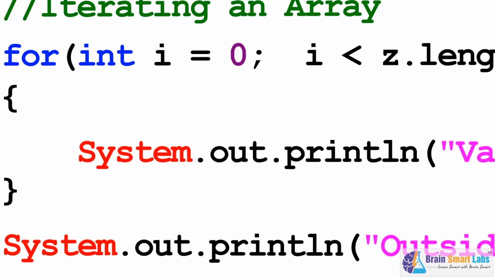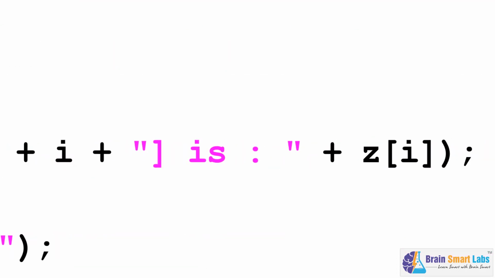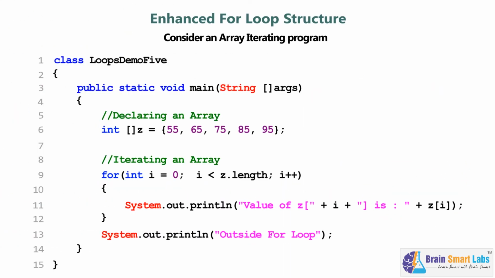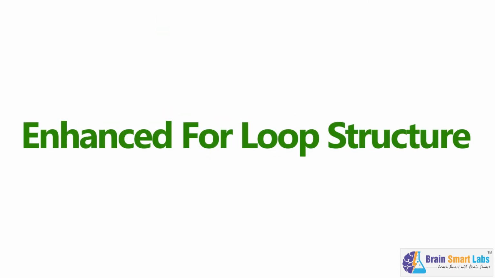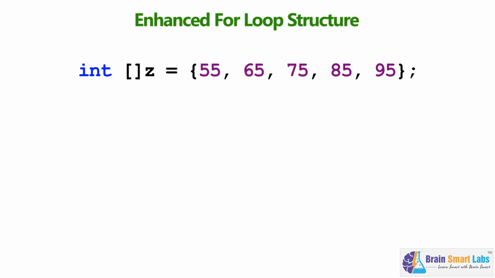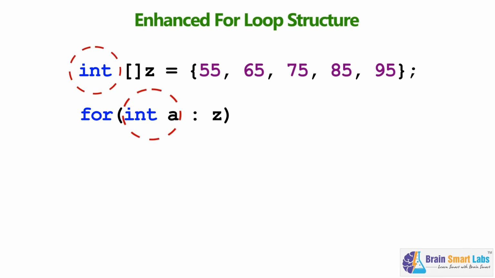The above code, which follows the counter index mechanism, becomes more complicated while accessing our array values. To solve the above problem, Java gave us enhanced for loop from version 5. The enhanced for loop structure in Java is very simple for you to know. That is for of int a colon z. Here int a variable represents a temporary placeholder for a value that holds the value of an array for each loop cycle.